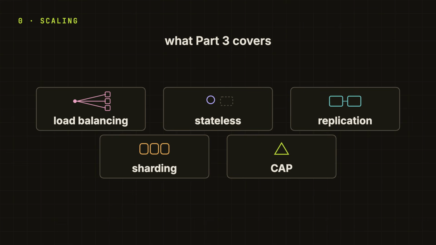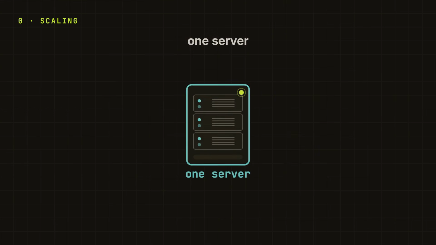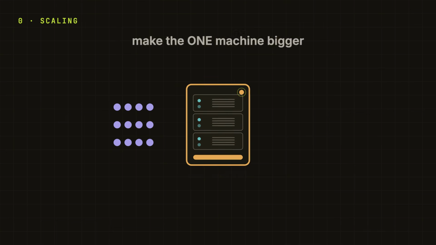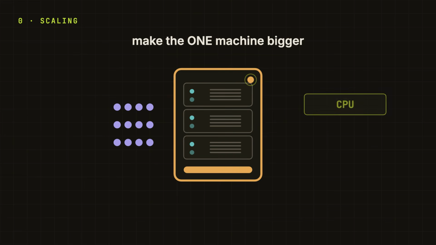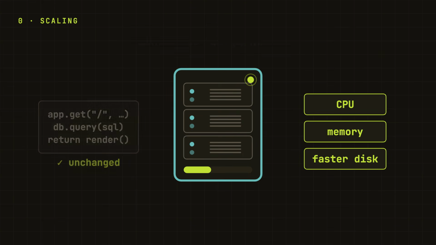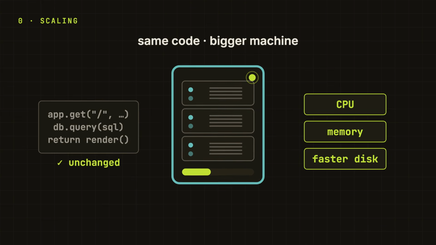Let's begin. Okay, our store is getting popular, thousands of people at once, and our one server is struggling. It simply cannot answer everyone fast enough. So we need to grow, and there are exactly two ways to grow, and knowing the difference well is interview basics. The first way is vertical scaling, also called scaling up. This just means make the one machine bigger, more CPU, more memory, a faster disk. And honestly, it is the simplest fix.